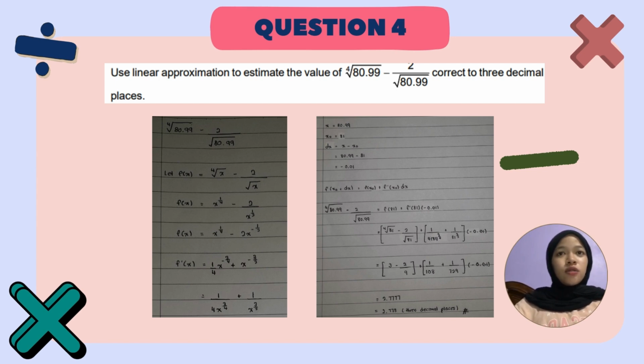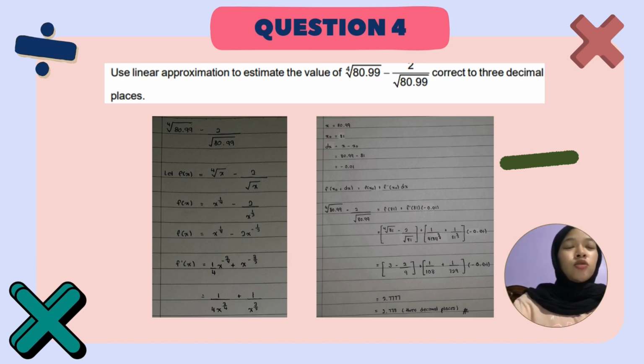Firstly, let f(x) equal the fourth root of x minus 2 over square root of x. f(x) equals x to the power of 1/4 minus 2 over x to the power of 1/2. f(x) equals x^(1/4) minus 2x to the power of negative 1/2, and then find the derivative, which is f'(x) equals 1/4 x^(-3/4) plus x^(-3/2). So the answer we will get is 1 over 4x^(3/4) plus 1 over x^(3/2).